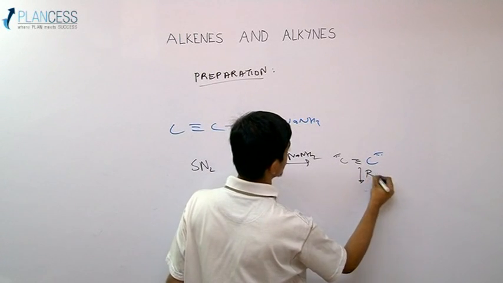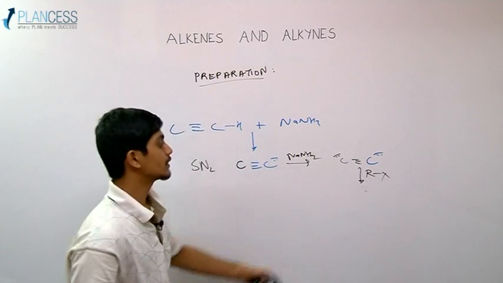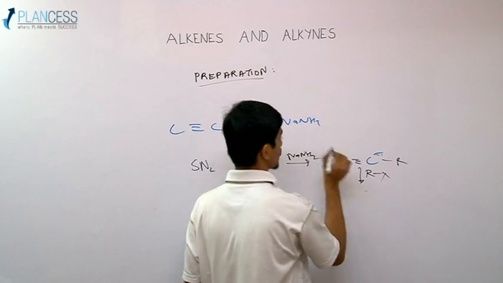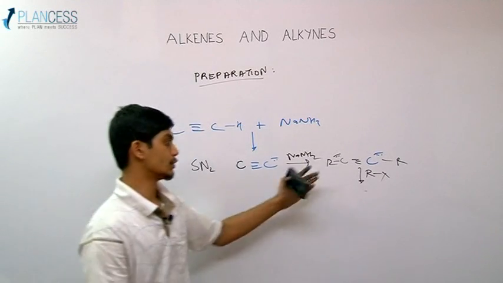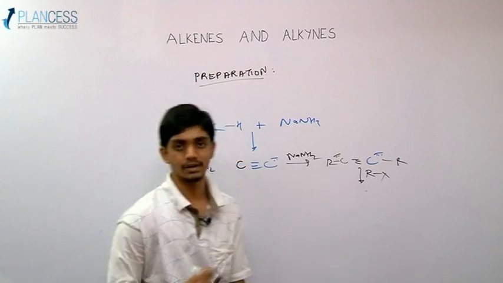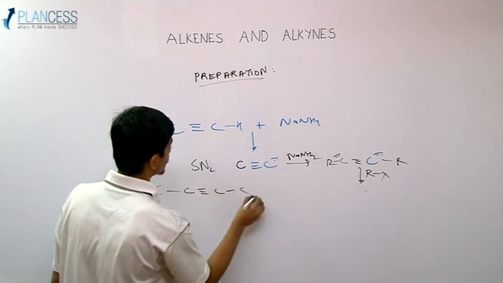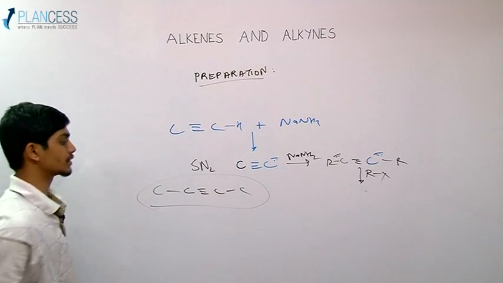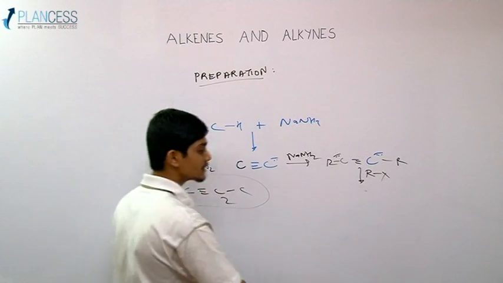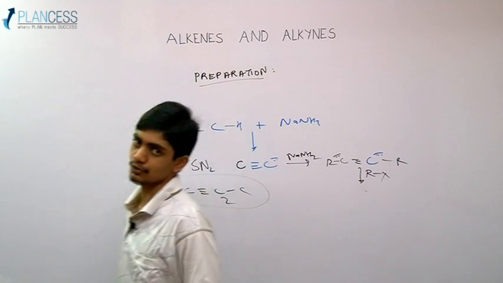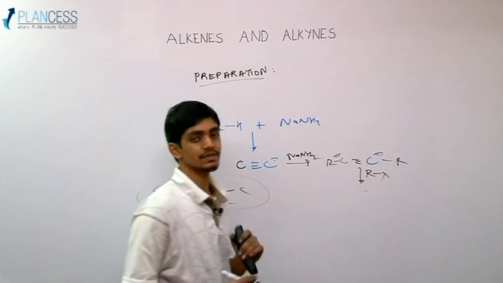Now if you treat it with your favorite RX, you get one R over here and one R over here. So finally you get a triple bond in the middle of the chain. For example, suppose R is CH3, then you get this type of alkyne with the triple bond at the second carbon. So you see that alkynes itself can be used to prepare alkynes, and in this manner.